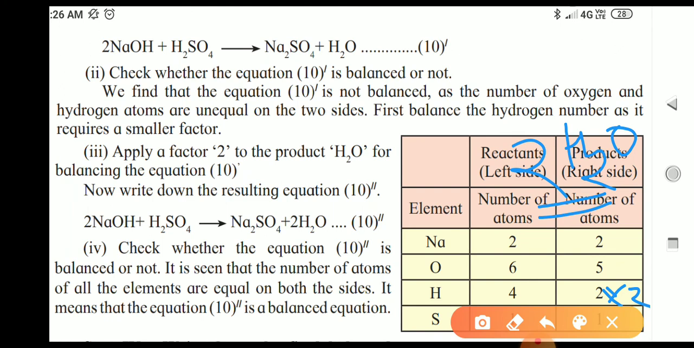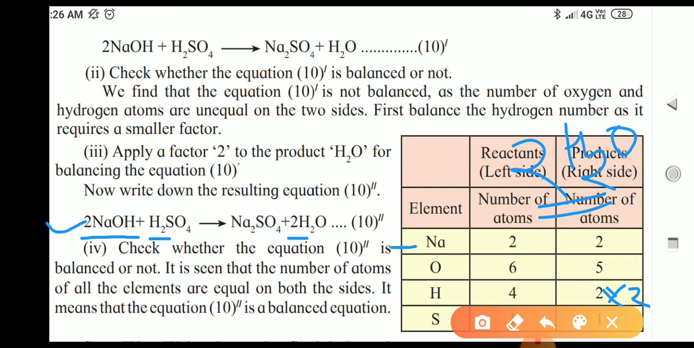See this step. In this step we multiplied the water molecule by 2 and thus we balance the hydrogens. So here we multiply by 2, so total hydrogen in the product side becomes 4, and in the reactant side there are 2 hydrogen and in H2SO4 2, so total hydrogen becomes 4 on both sides. Thus we balance hydrogen by multiplying H2O by 2. In this step we balance hydrogen. Now we have to again compare the equation and find whether the equation is balanced or not.